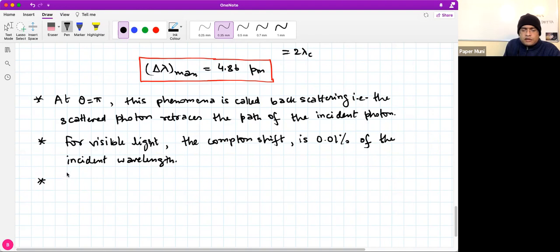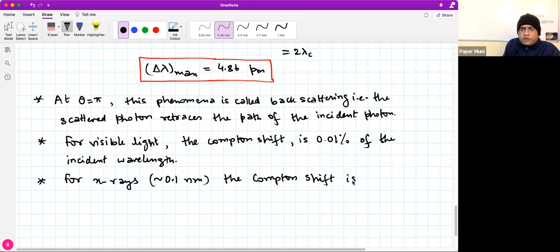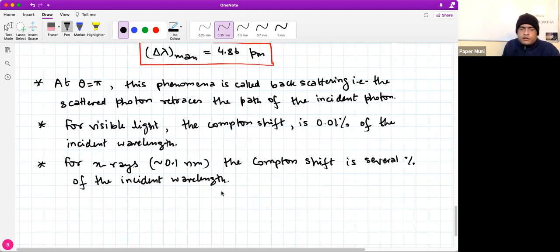For X-rays, which have a wavelength of the order of 0.1 nanometer, the Compton shift, delta lambda, is several percent of the incident radiation wavelength. That is why we use X-rays.